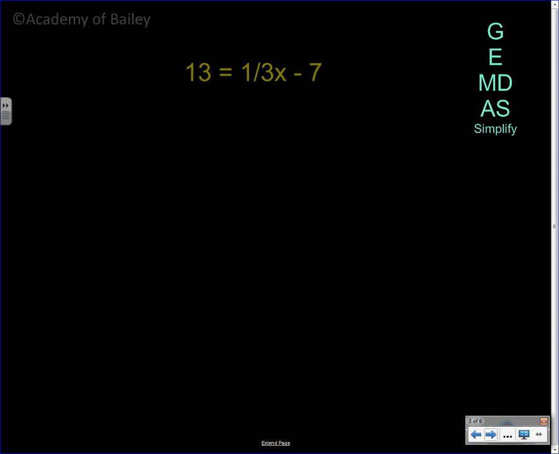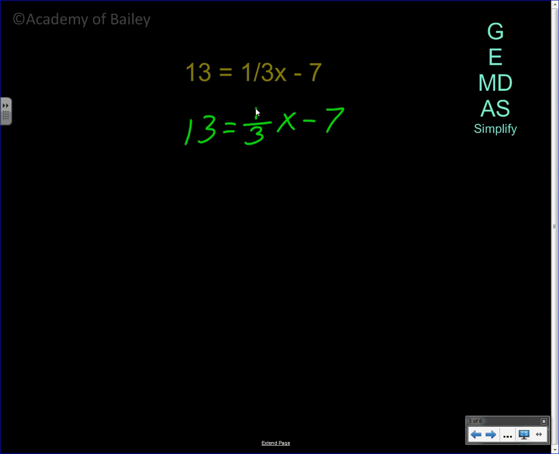Let me see you try to work this one out on your own: 13 is equal to 1/3 x minus 7. Remember that this is 1/3 x. My computer program won't let me make the fraction look like that. So go ahead and pause the video, work it out, hit play, and then check your solution with mine.